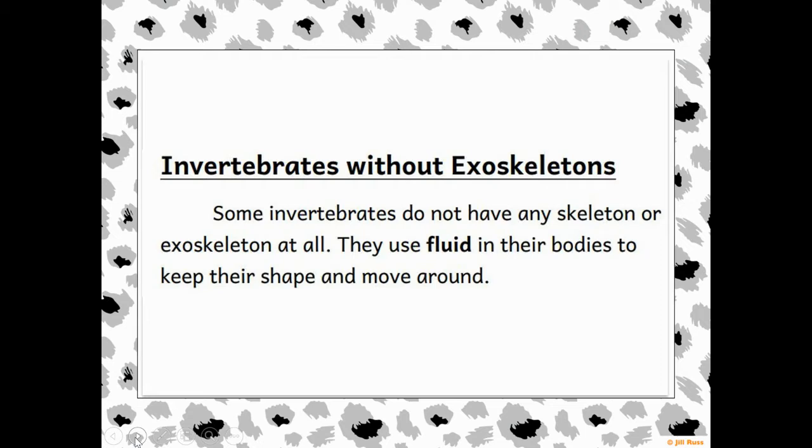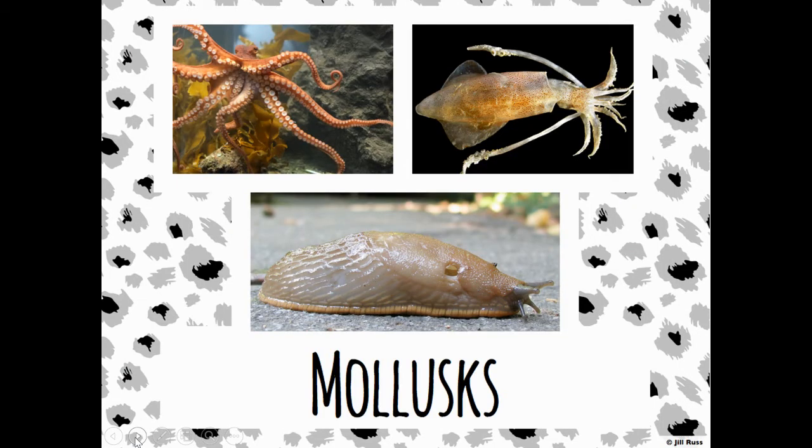Invertebrates without exoskeletons. Some invertebrates do not have any skeleton or exoskeleton at all. They use fluid, that's like liquid, in their bodies to keep their shape and move around. So they use liquid or fluid in their bodies to keep it from being a big blob on the ground. The first group we're going to talk about are called the mollusks. Here is the word mollusks. Here are some examples of mollusks, and let's read about this group.